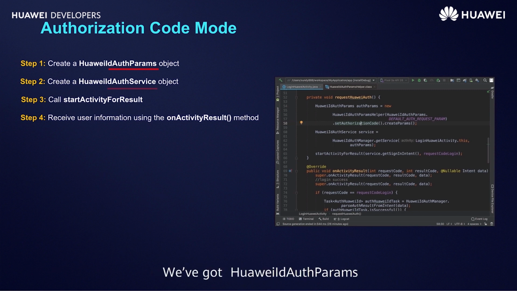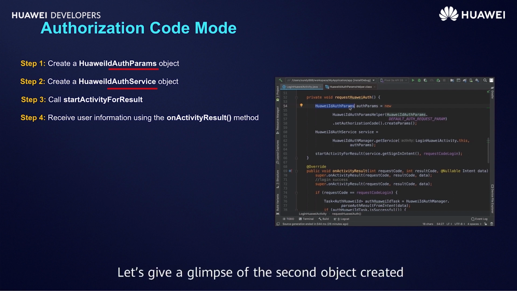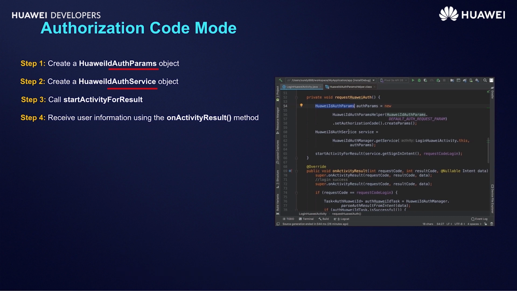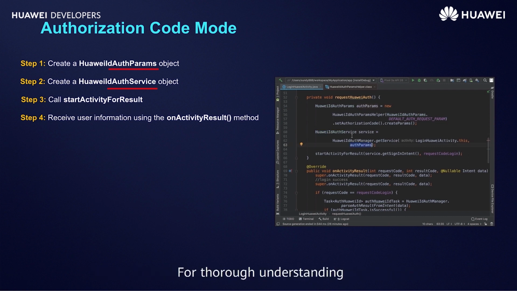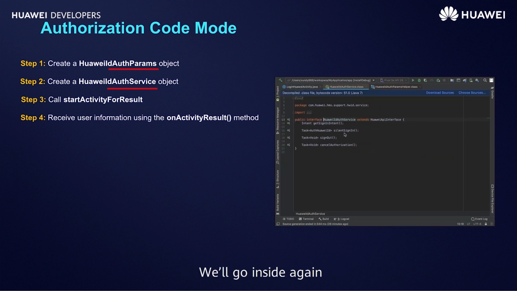We've got the definition of Huawei ID auth params clearly. Let's take a glimpse at the second object created, the Huawei ID auth service object. It uses the Huawei ID auth params object as the parameter. For thorough understanding, we will go inside again. We can see that there are several methods defined inside this object: logout, cancel authorization, silent sign-in, and another method, getSignInIntent. This method returns an intent object.